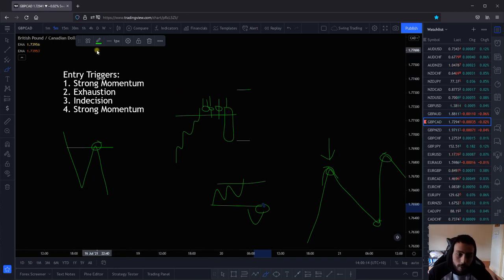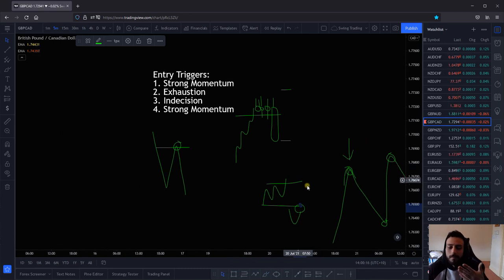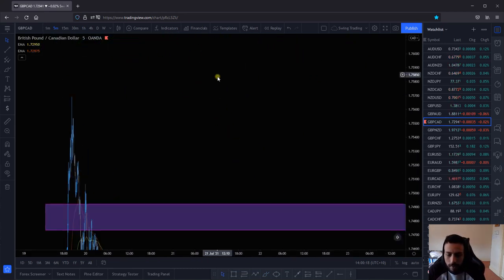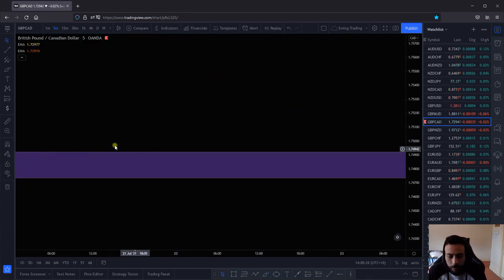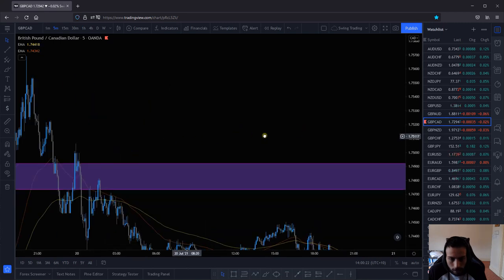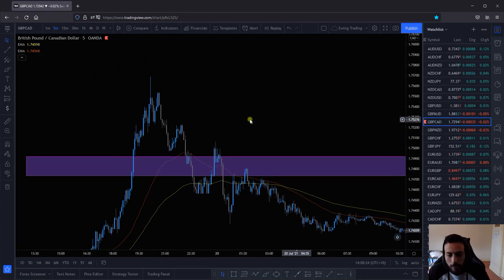Let me show you exactly what this looks like. Obviously, it's a market, so it's never picture perfect. That's what I'm trying to say. So if I'm trying to catch a sell, let's say I'm trying to catch a sell at this point in time.